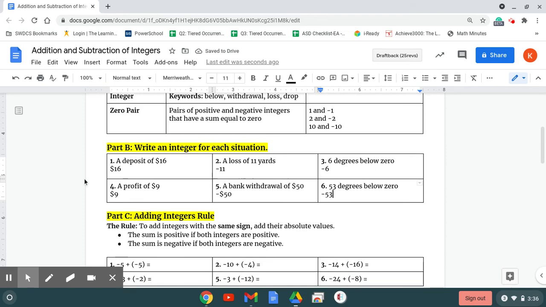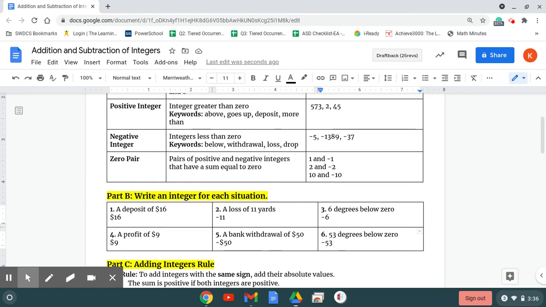All right, so hopefully all of that makes sense to you. You just have to really think about these and know what the words deposit, profit, withdrawal mean, to know if they're positives or negatives.